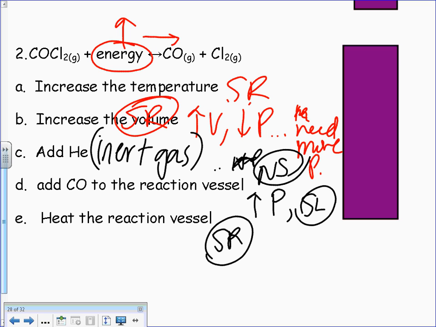Shift right. Sorry, I labeled it over here because I ran out of space. Shift toward the more moles of gases. So you shift towards the more particles, because if you need to get more pressure, you need more collisions, and that means you need more particles.